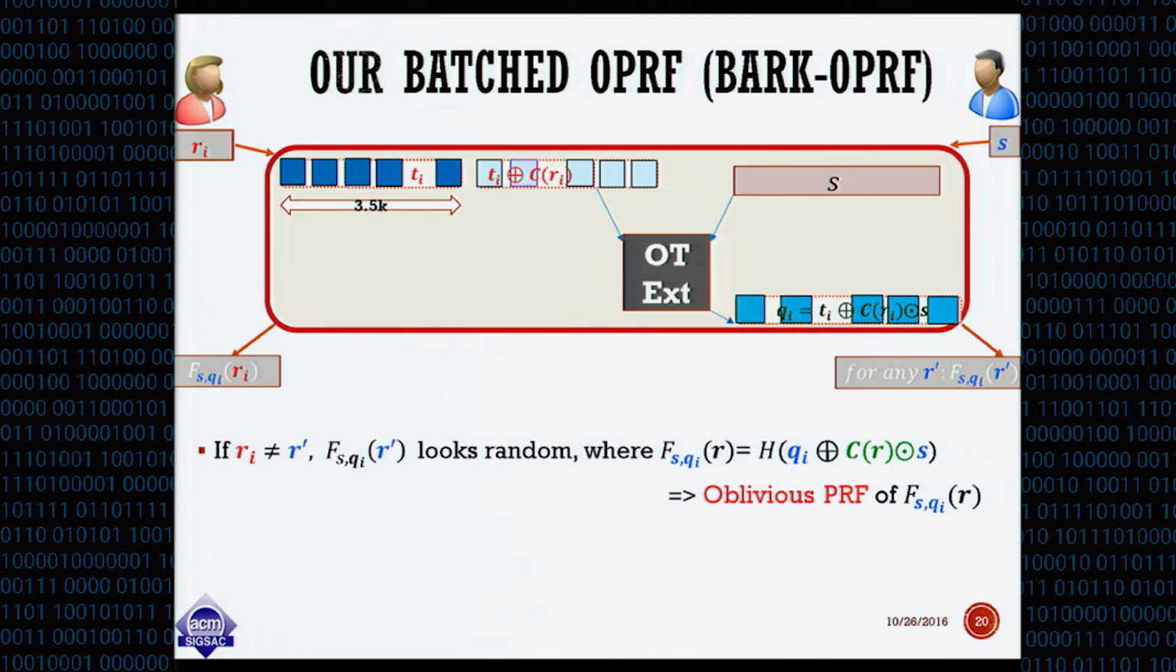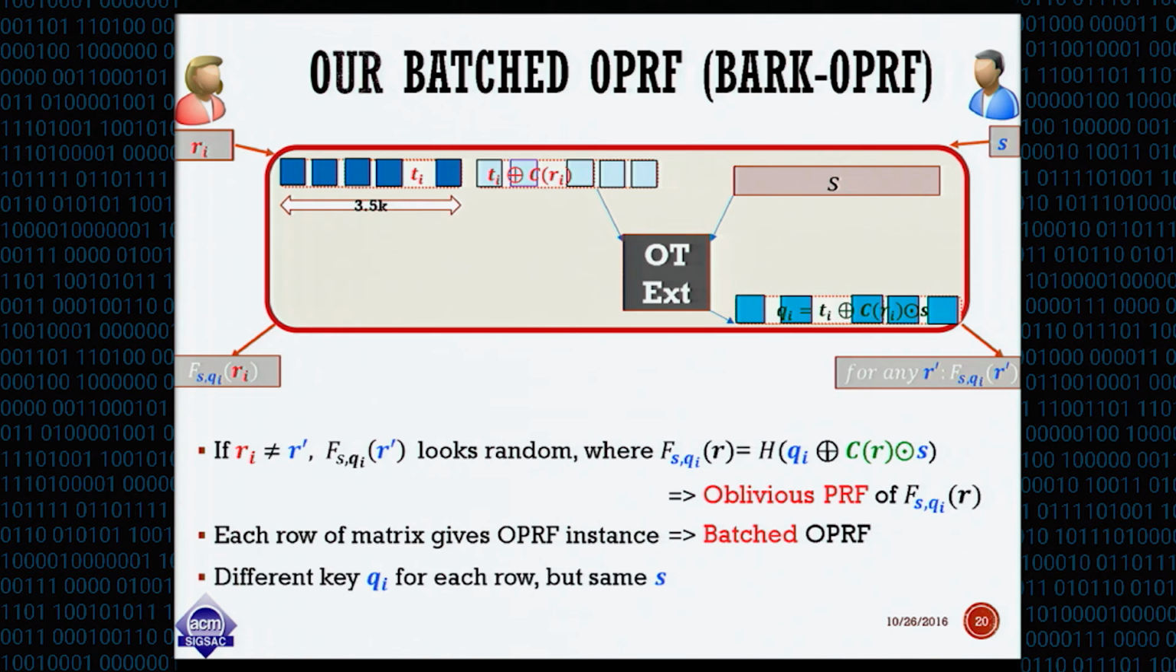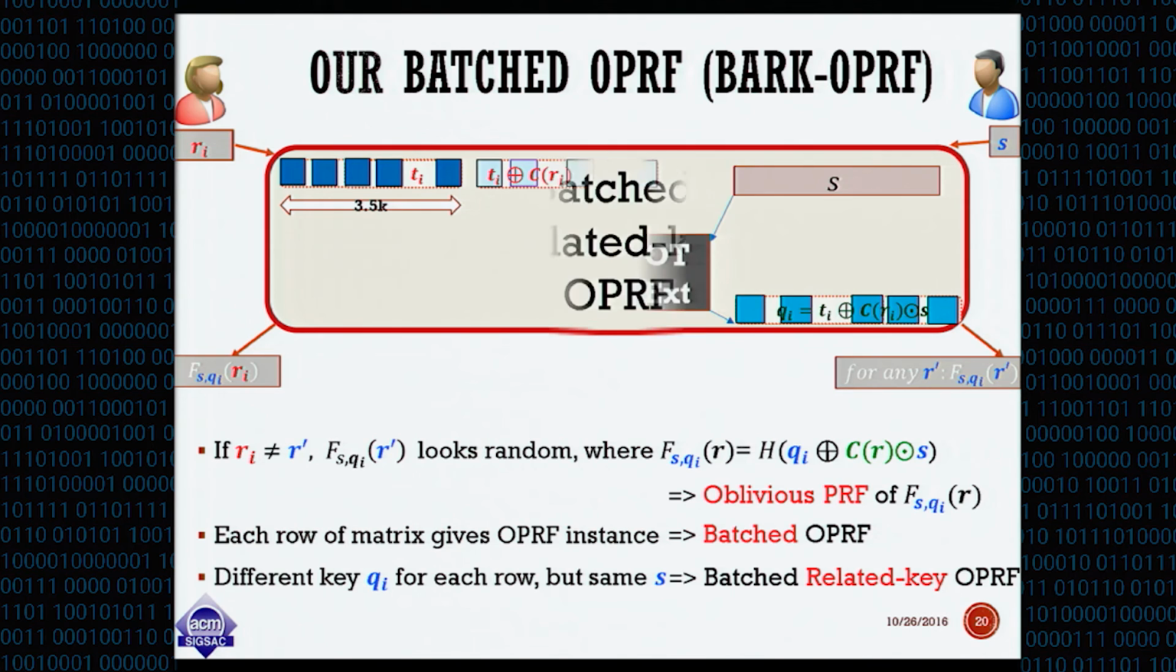So for each row of the OT matrix, we get one OPRF instance. So that's why we call our protocol a batch OPRF. And we use a different key q_i for each row, but we have the same x. So we get a batch related-key OPRF. That is the reason we call our protocol a batch related-key OPRF.